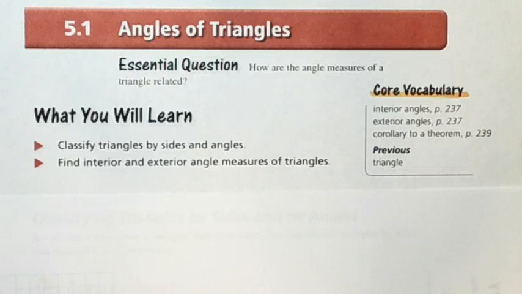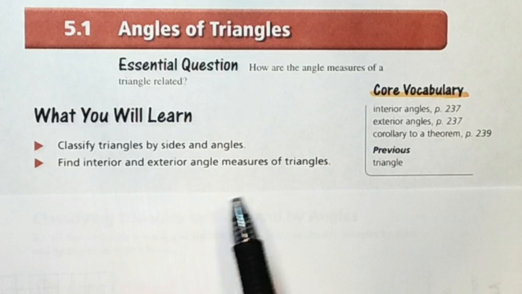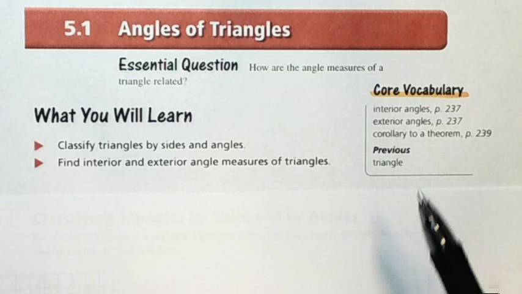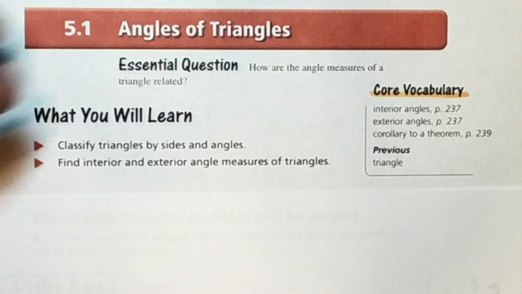Right, 5.1 angles of triangles. The central question is, how are the angle measures of a triangle related? We're going to review some classifying triangles by sides and angles. We're also going to find the interior and exterior angle measures. Okay, we're going to define what we mean by an interior and exterior angle. And here we go.